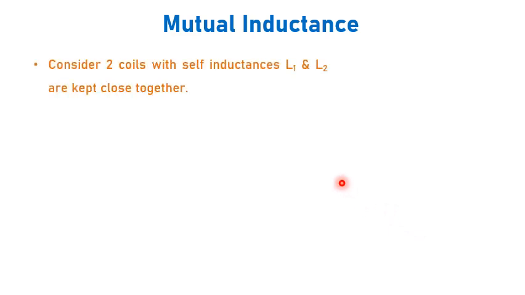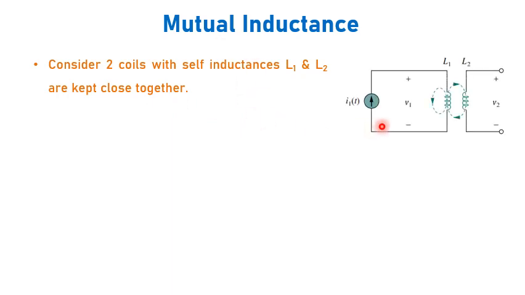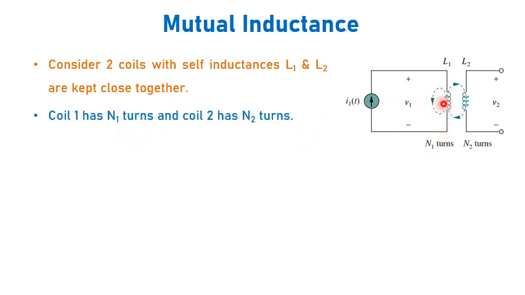We need two coils with self inductance L1 and L2 being kept close together to understand the concept of mutual inductance. So assume that two inductors are kept in close proximity. They are having self inductances of L1 and L2 respectively, and a current is passed through one of the coils. Coil 1 is having N1 number of turns and coil 2 is having N2 number of turns.